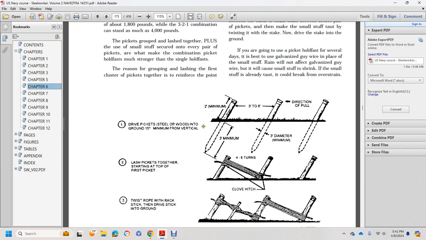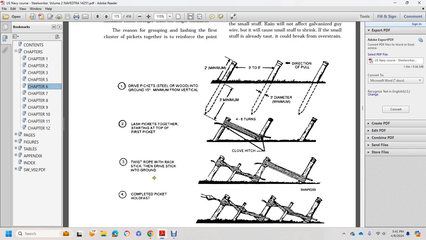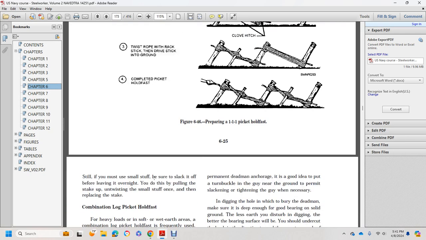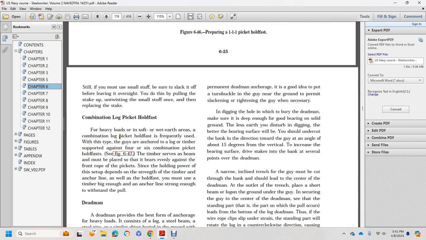Okay, step one shows driving the steel or wooden pickets into the ground at a 15-inch minimum, vertically. Lash 2 pickets together, starting at the top of the first picket. Twist the rope and drive the stick into the ground. Complete the picket hold fast. Still, you must keep the small stuff taut, since it can slacken if left overnight. You do not use the pulling stake; untwist the small stuff when replacing the stake.